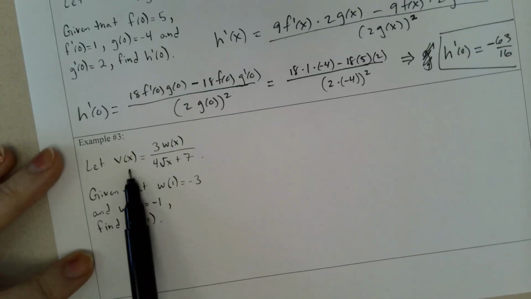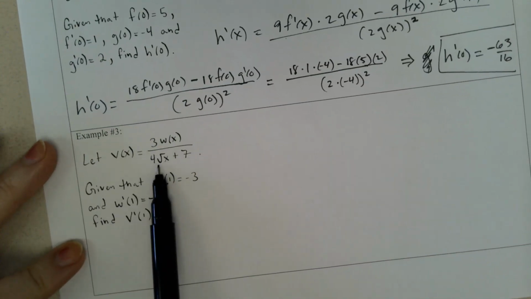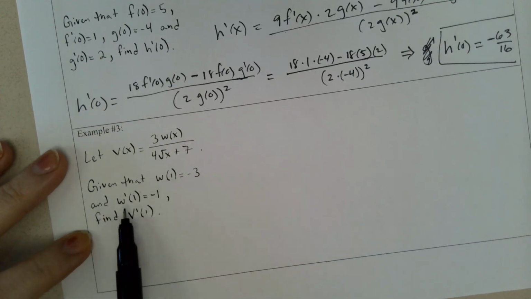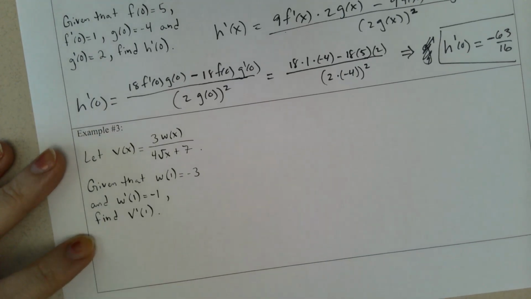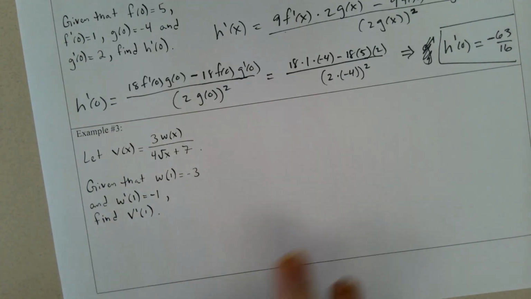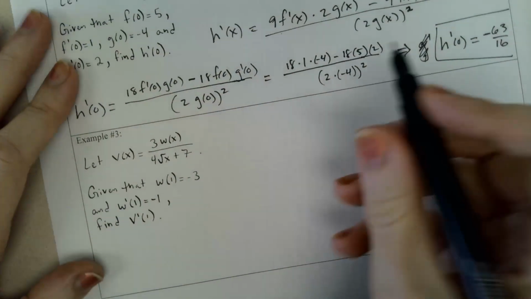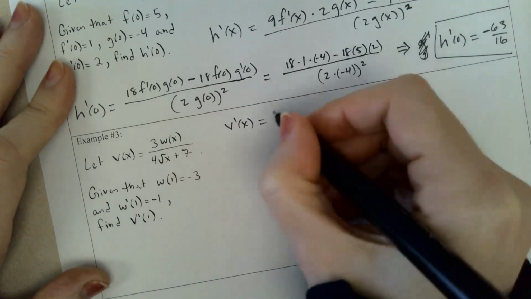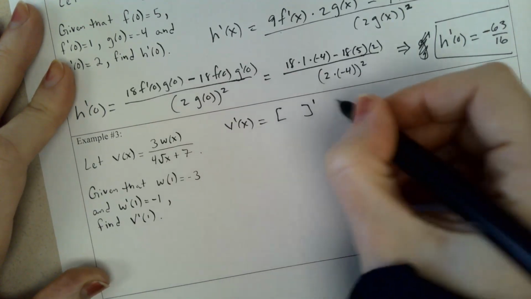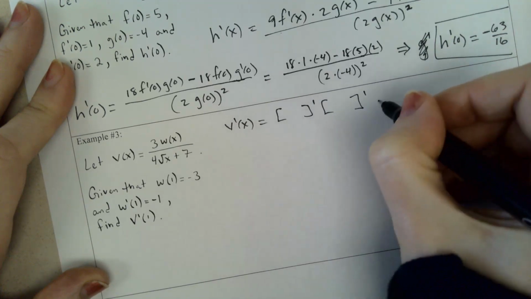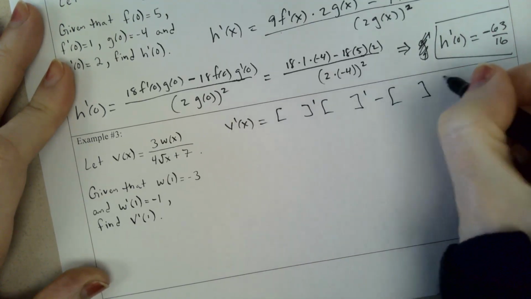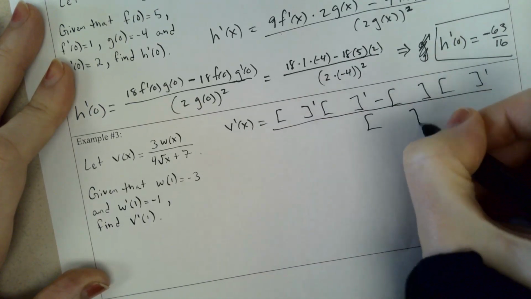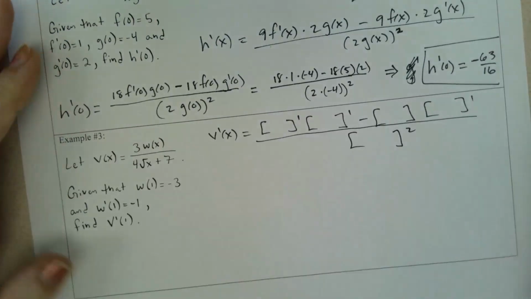All right, now v of x equals 3w of x over 4 radical x plus 7. And we're given that w of 1 is negative 3, w prime of 1 is negative 1, and we're going to find v prime of 1. Guys, go ahead of me if you've got this. That'd be a nice exercise. I'm going to try to write smaller. So v prime of x equals, quotient rule again, bracket prime bracket minus bracket bracket prime, all over bracket squared. Okay, so that needs to be memorized.